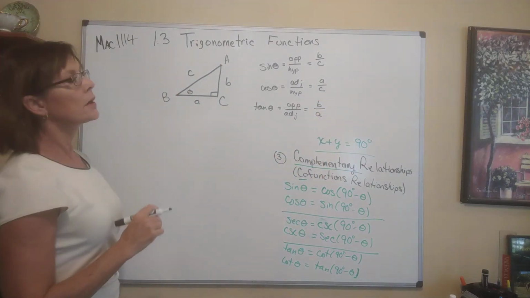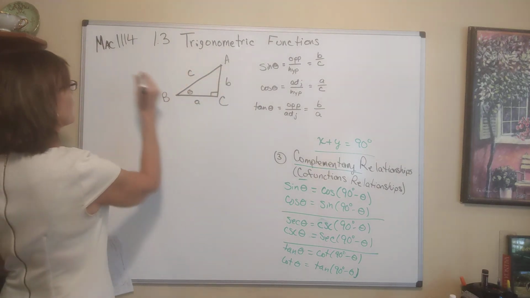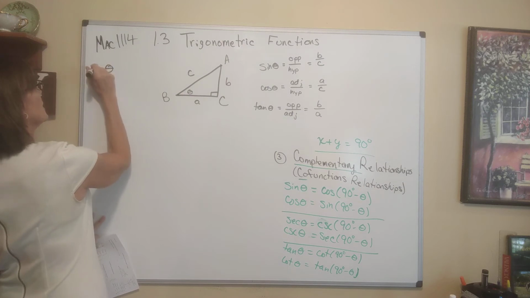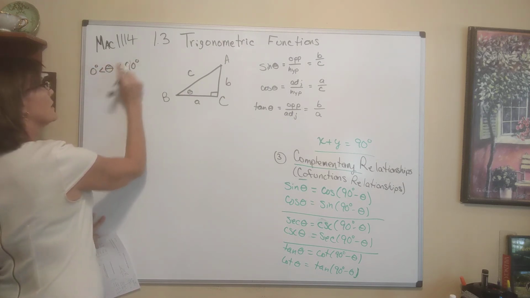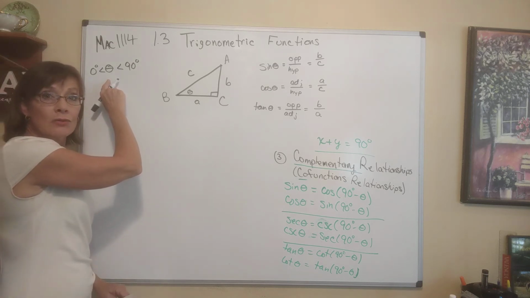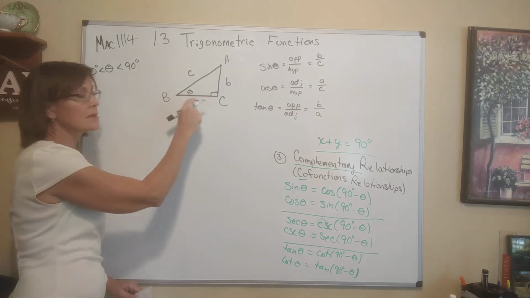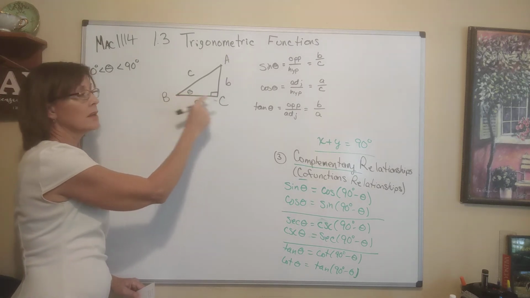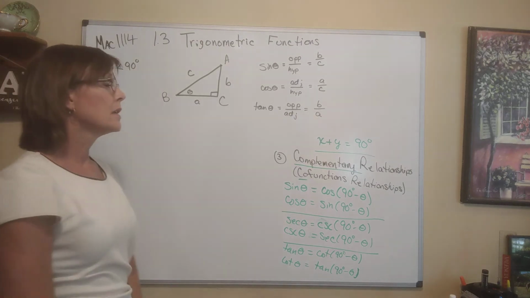So what we're learning to do is to define the six trig functions for an angle theta that is between 0 and 90 degrees. The name for this type of angle is an acute angle. And this has to be an acute angle because it's in a triangle, right? This has got to be less than 90 because 90 is already taken up right there. Okay, so this is how we can define it.